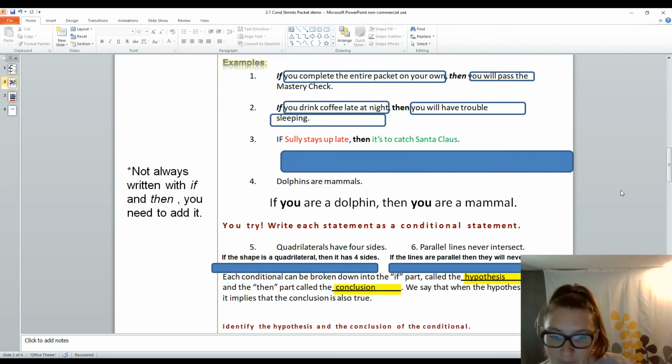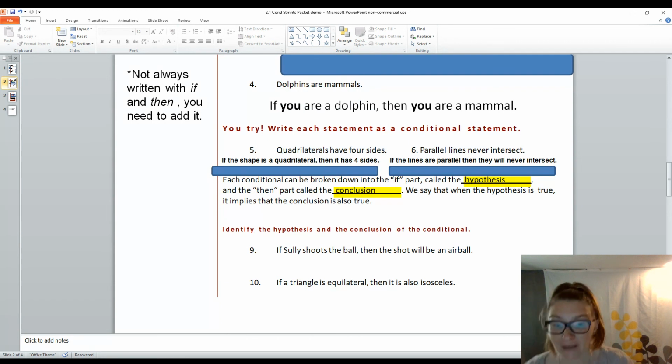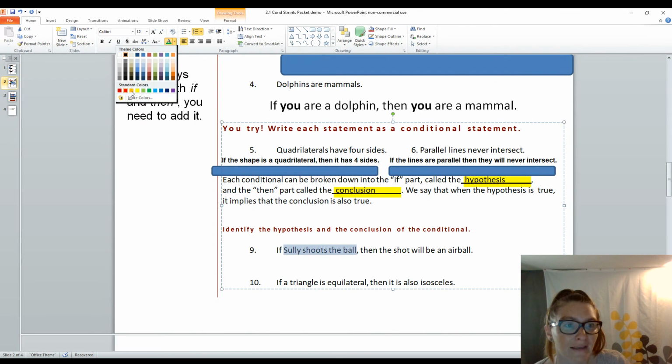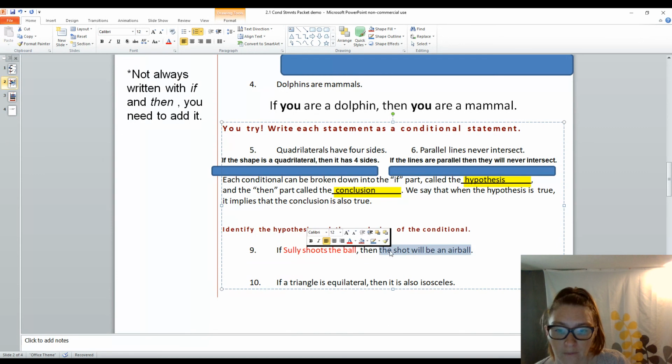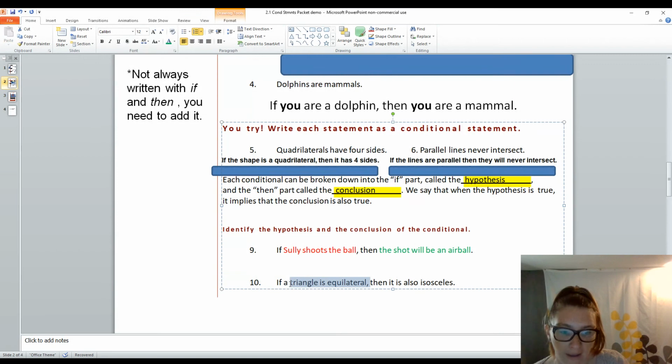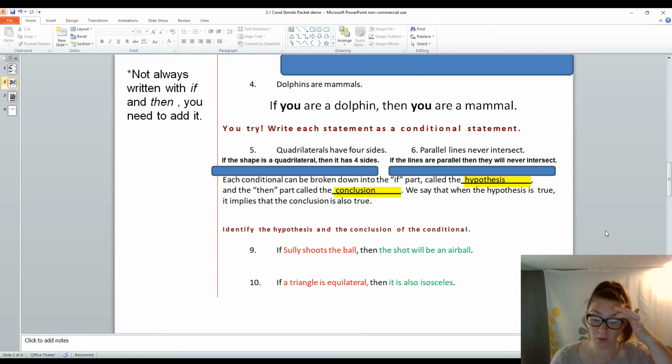All right, so going back down to the paper, I'd like you to try number 9 and 10 of identifying your hypothesis and conclusion. So you can pause your screen and then try. All right, so in number 9, you should see that Sully shoots the ball. That is your hypothesis. And the shot will be an air ball is your conclusion. In number 10, a triangle is equilateral. That is your hypothesis. It is also isosceles is your conclusion. It's important that you know how to break these sentences apart, so then we can go on to the next topic, still dealing with our if-then statements.